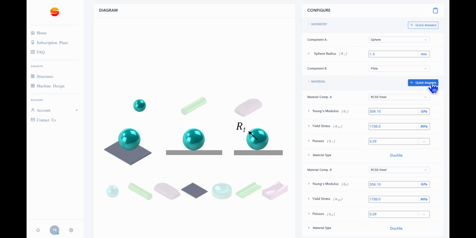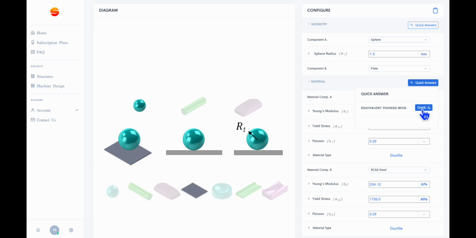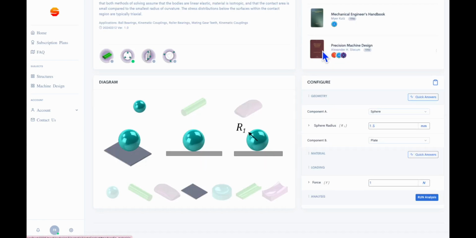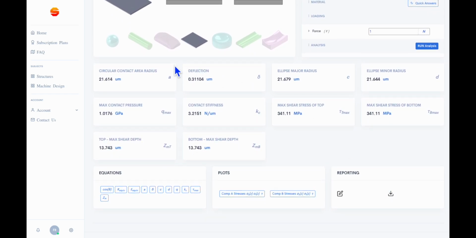For the material, equivalent Young's modulus, we are getting 111 gigapascals. The book for this just states that the equivalent Young's modulus is 110 gigapascals. So that depends a little bit on what the Young's modulus is and the Poisson. Given that they don't give us the details, we're going to minimize that and call it a day. And the loading is 1 Newton. So run it and explore the results.